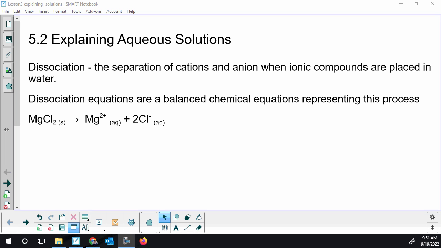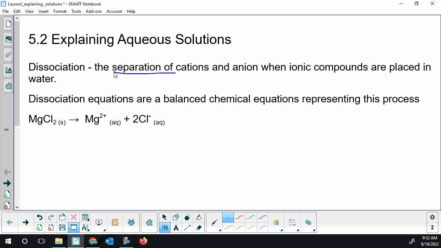Dissociation, in particular dissociation equations, and then doing a little math with them will be our theme now. So what is dissociation? Not all solutes dissociate. So eventually you'll be assessed on what compound would dissociate. This is just when we have the separation of cations and anions.